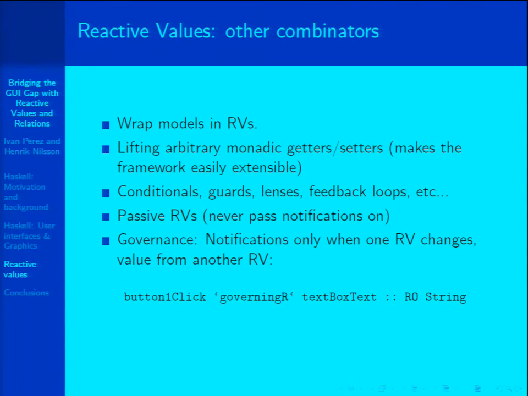a notion of events or things that change within the value, so that you can only trigger notifications if the things that depend on specific parts of your model actually need to be notified. Let's say, for instance, that you have a model with two fields, a name and a surname.